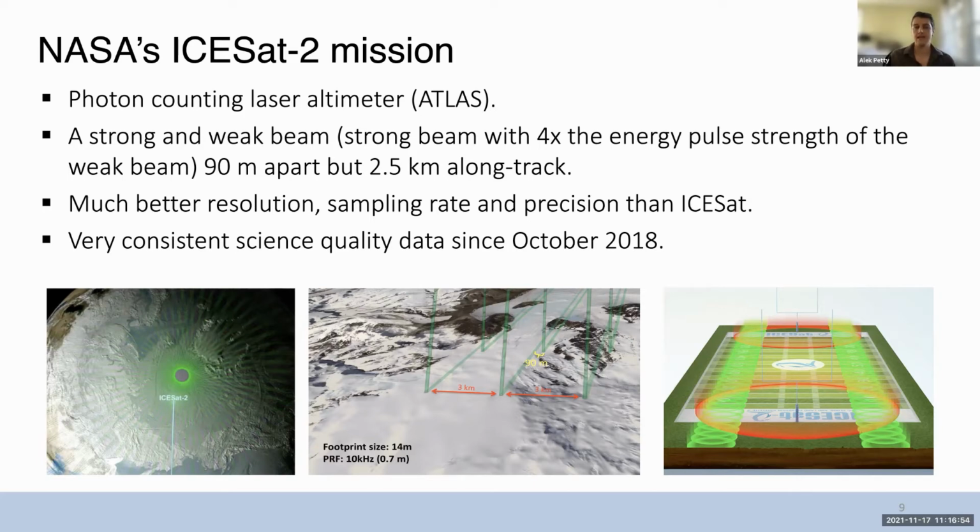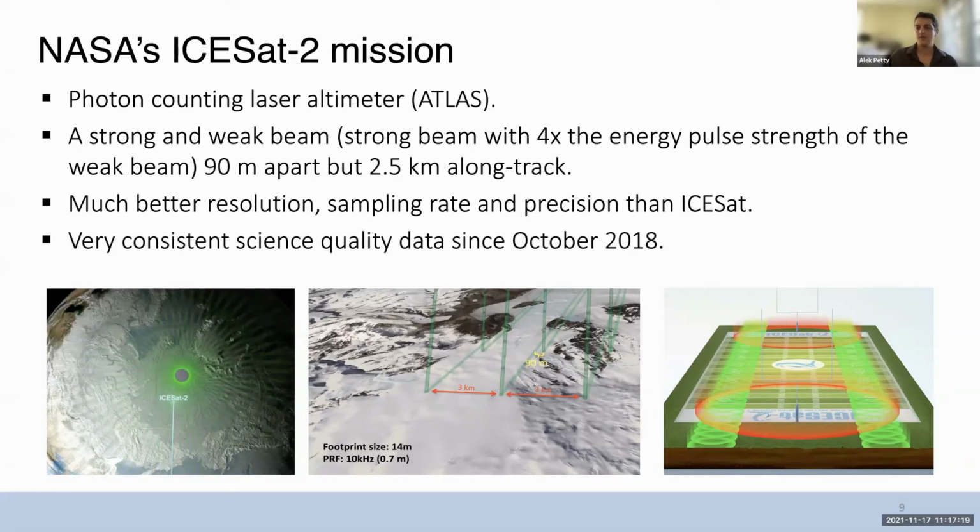But at the very least, it increases our coverage significantly compared to a single beam. There's much better resolution, sampling, and precision than the preceding ICESat mission. This is a nice schematic on the right here showing ICESat beams in red, and then just one of the beam pairs from ICESat-2 in green. So much smaller footprints, better along-track sampling, and also higher precision as well.